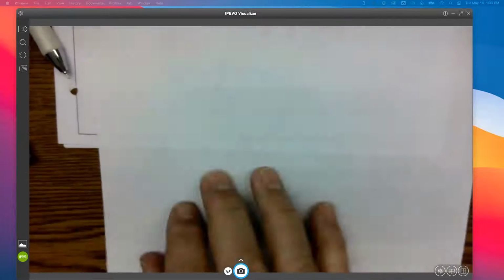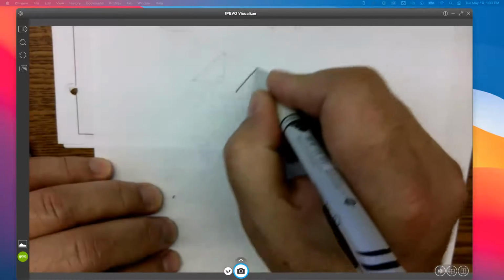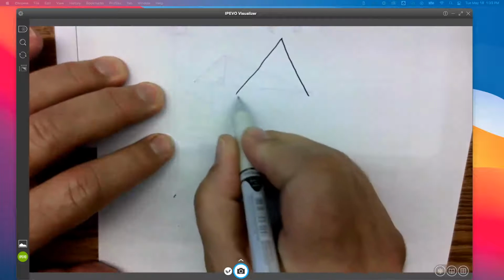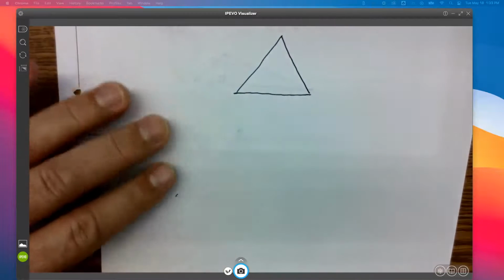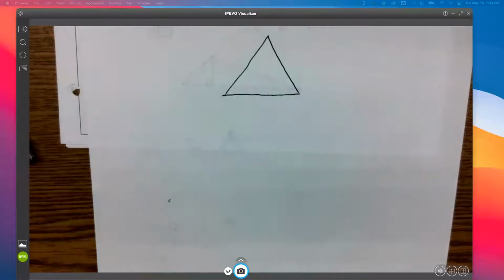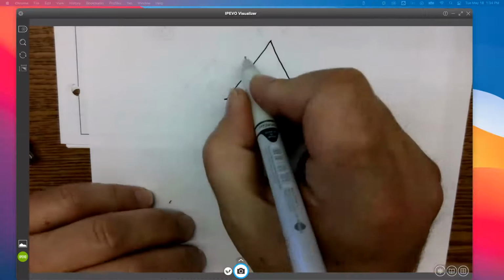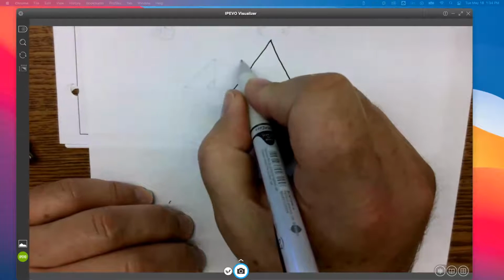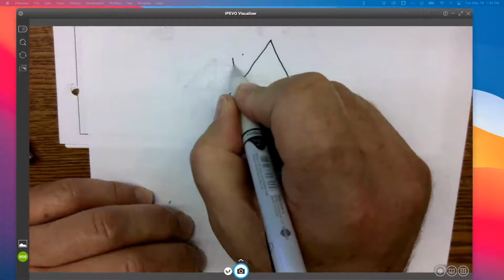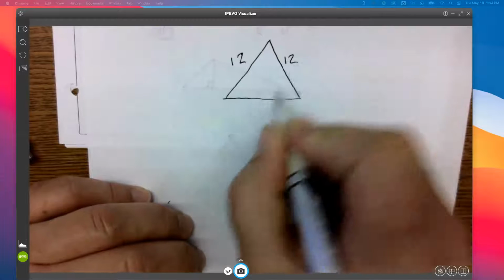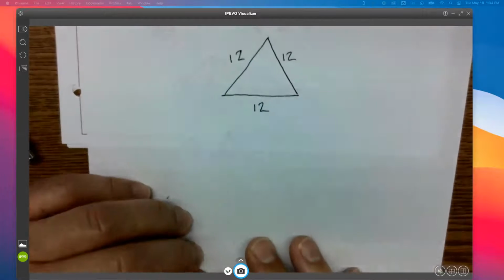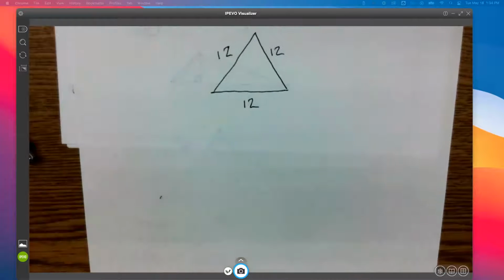So what I'd like to ask is that we step off to the side for a second and consider the equilateral triangle. Let's say that, for example, I tell you that this side length is 12, and this side length is 12, and this side length is 12. Would you be able to find the area of this triangle?